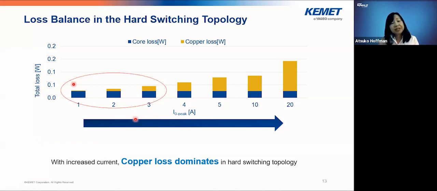But as you increase the current, you would start seeing more and more copper loss contributing to the power loss. And at high current situations, and especially at high frequency situations, the AC copper loss, the skin effect, is getting more dominant. And so most of the power loss is coming from copper loss in a high switching frequency situation.